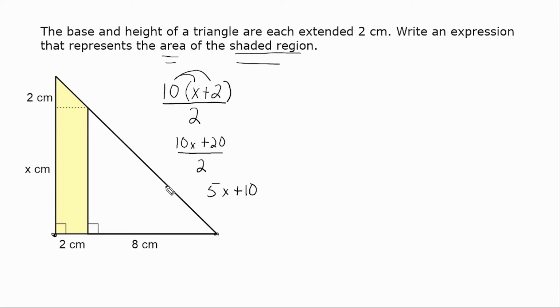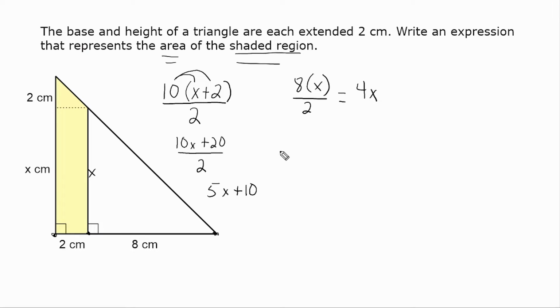Now what we have to do is write an expression that represents the area of the smaller triangle. Now the smaller triangle has a base of 8 centimeters. So we're going to take 8 and multiply it by its height, which would be x. So we have 8 times x. And we also have to divide that by 2 because we're dealing with a triangle. So if we take 8x divided by 2, that would give us 4x.